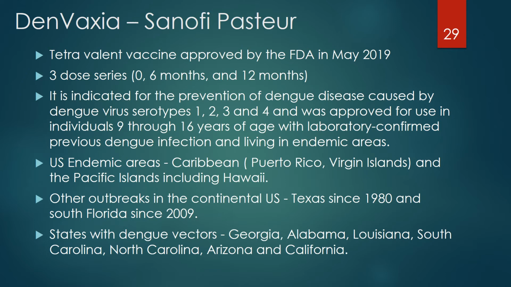Endemic U.S. dengue areas include the Caribbean islands of Puerto Rico and the Virgin Islands, along with Pacific islands that are under U.S. jurisdiction. Outbreaks in Hawaii have occurred since 2001 and are associated primarily with the Aedes albopictus vector. There have been small outbreaks of dengue in the continental United States, including Texas, since 1980 and South Florida since 2009. Other states with dengue vectors include Georgia, Alabama, Louisiana, South Carolina, North Carolina, Arizona, and California.